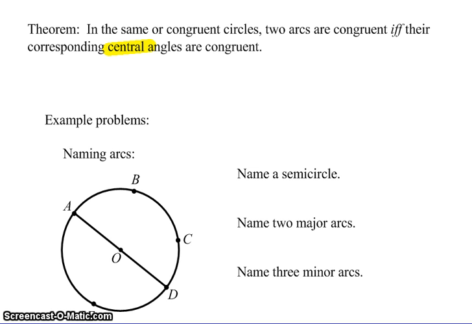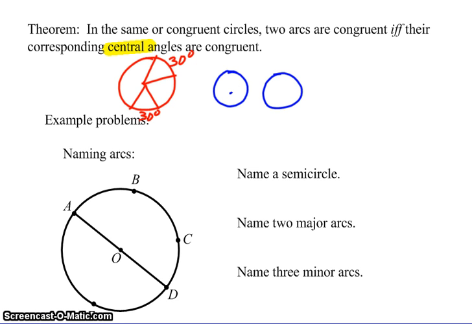Now, basically it says if I have a circle and I have an arc over here whose measure is 30 degrees, and I have another arc over here whose measure is 30 degrees, I know those two arcs are congruent to one another. Or if I have two circles that happen to be congruent, and one of them has an arc of 30 degrees and another one has an arc of 30 degrees, then those two arcs are also congruent to each other. So in the same circle or congruent circles.